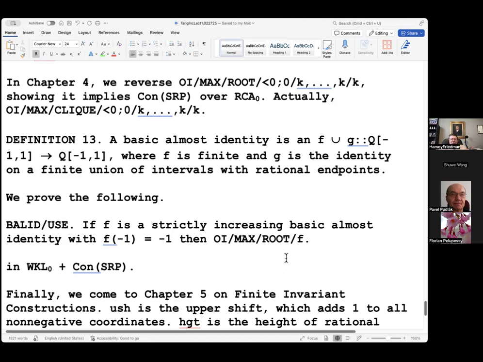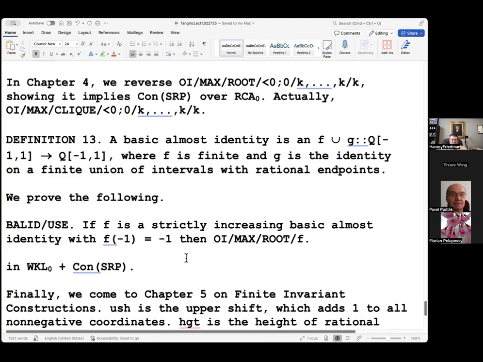I think this is true even if it's not basic. There's a notion of almost identity in which the identity function doesn't have to be on a finite union of intervals with rational endpoints. It can be on any set. And I think that because it's strictly increasing, you can extend this map to a basic one. So I think this is true without the word basic. But it's the basic ones that I care most about because they're the ones that are very explicit.